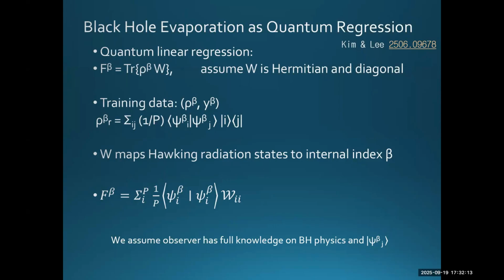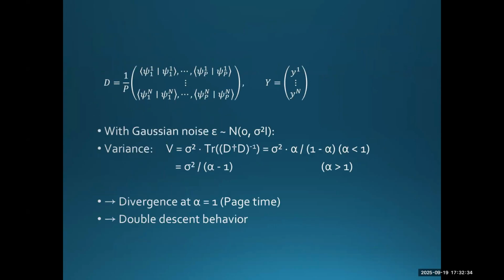Because practically, the training data is the state of the black hole. Yes, that's right. The training data itself is the black hole internal state. So it's somewhat different from a simple example. The referee also pointed this out. From the internal gram matrix, you can obtain this D matrix, which is similar to large X in classical linear regression. This is the target.